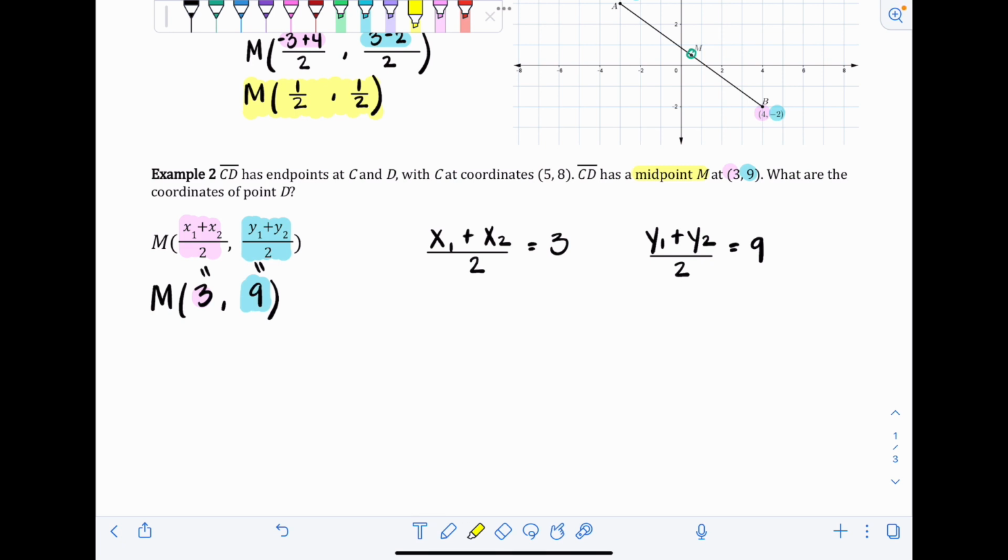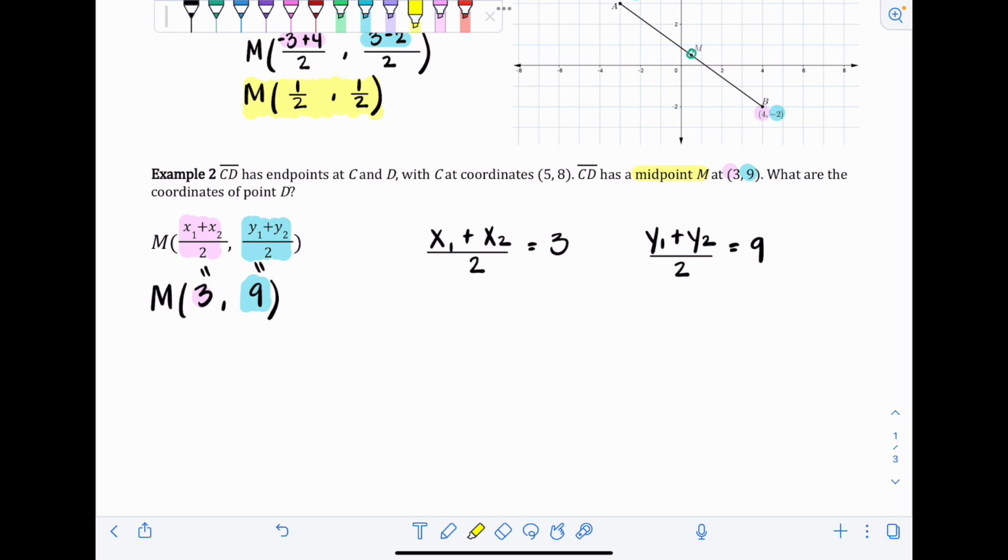And now the equations that we created each have 2 unknowns. In order to solve, we really just need them to have 1. So x1 and x2 are 2 different unknowns we can't quite solve for yet. And same thing with the y equation. But we have an extra point that we haven't used yet in this problem.